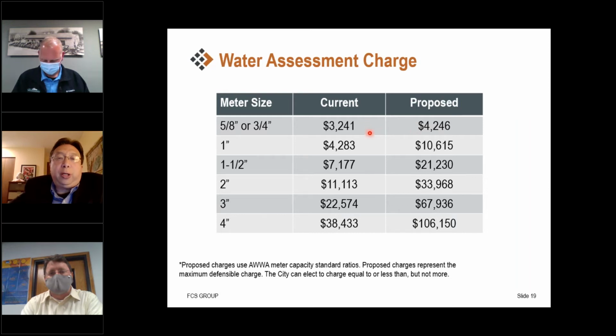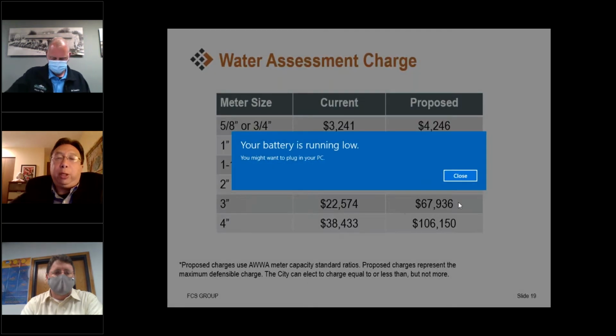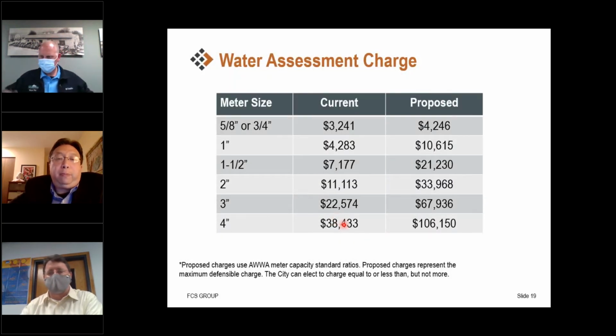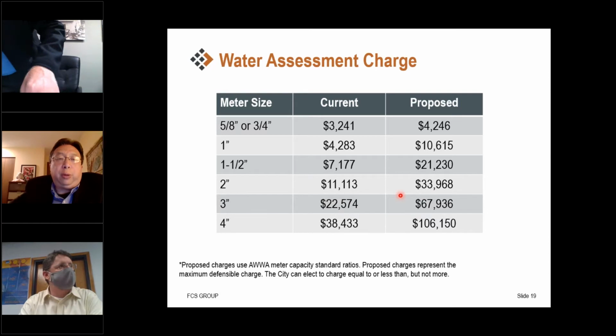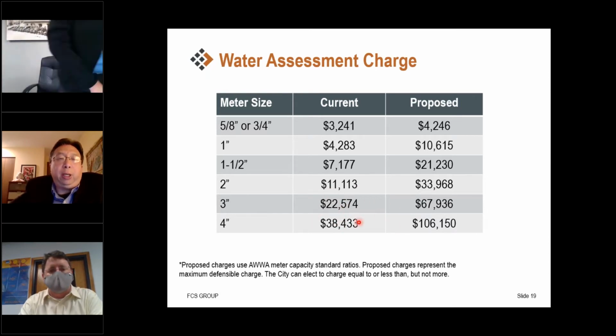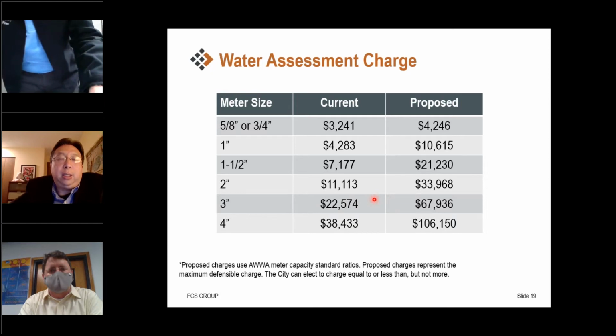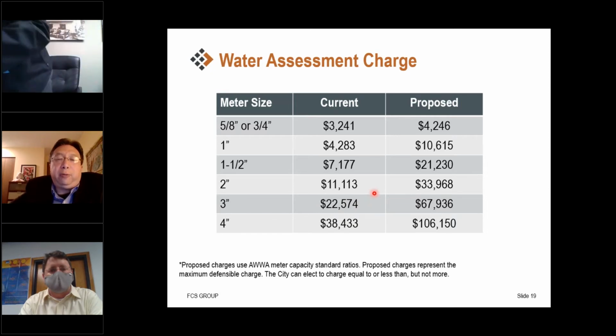For your water assessment charge, we recommend that your charge also follow the American Water Works meter capacity ratio, as I described earlier. And as you can see, the scaling for this charge would increase by the size of the meter at a much faster rate now. One of the things that we see here is generally you have very few connections at these very large meter sizes. We generally see these in very large industrial buildings.